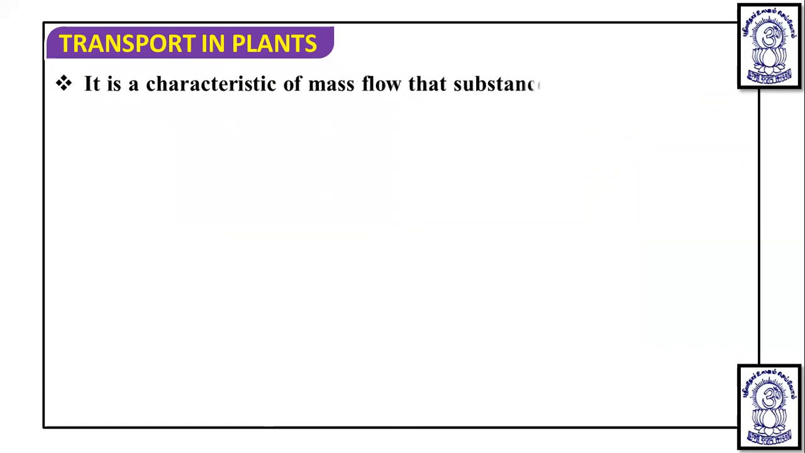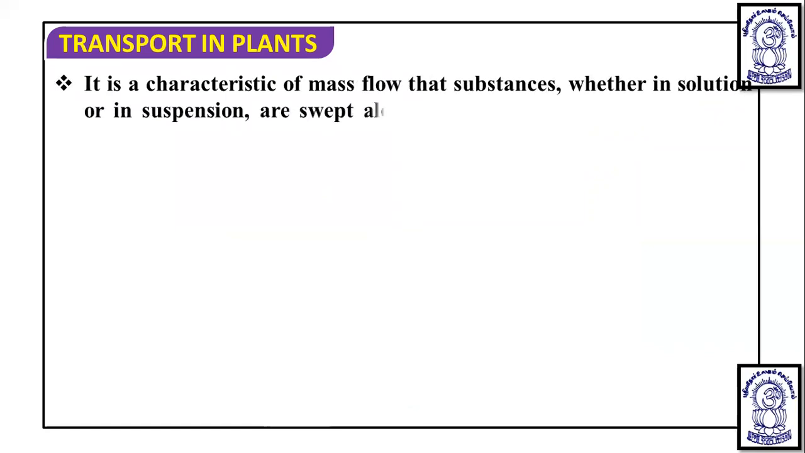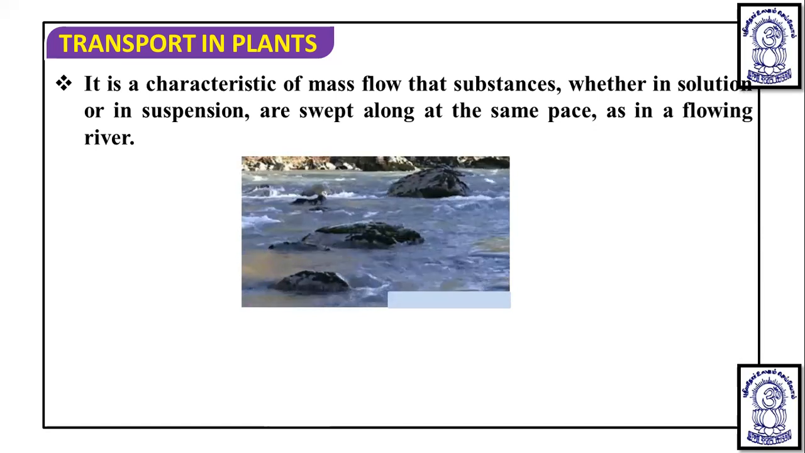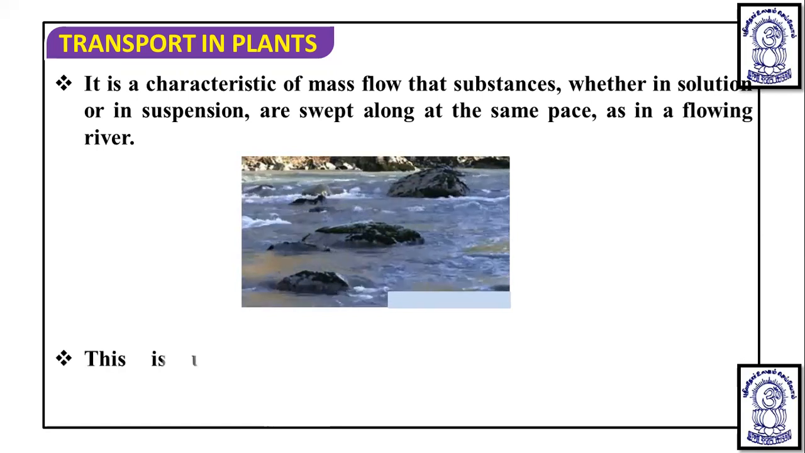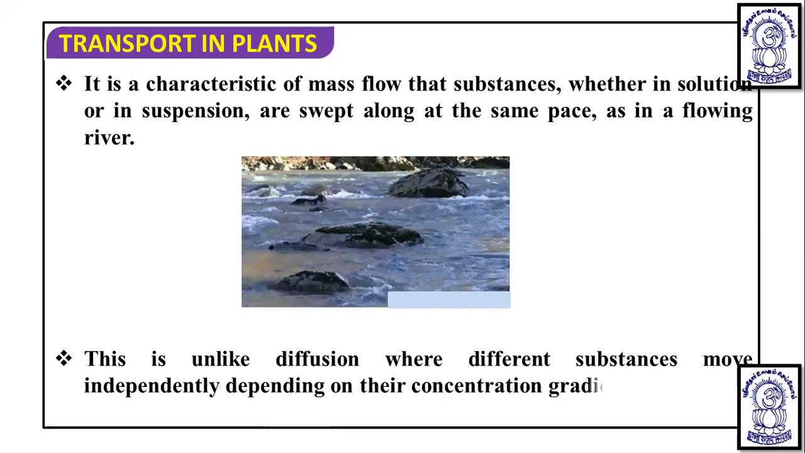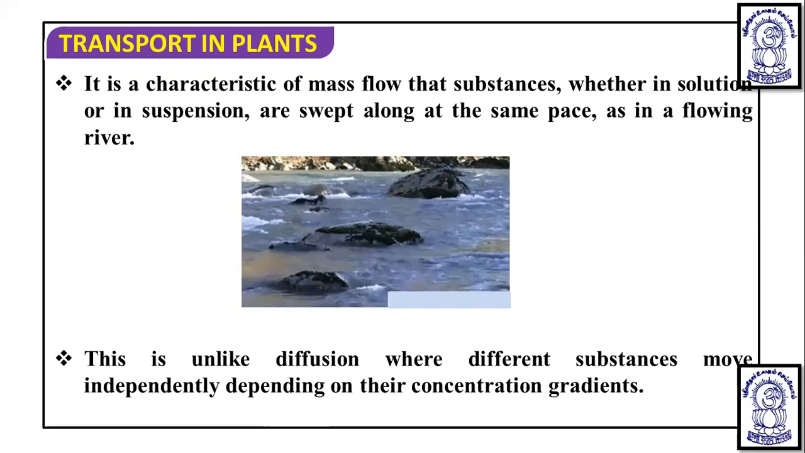So it is a characteristic of mass flow that substances, whether in a solution or in a suspension, are swept along at the same pace, as in a flowing river. So, like a flowing river, the molecules of water, mineral, and food are going to transport over a long distance by mass flow. And this is unlike diffusion, where different substances move independently depending on their concentration gradient. Different substances have a different movement, but here they will move in a mass.